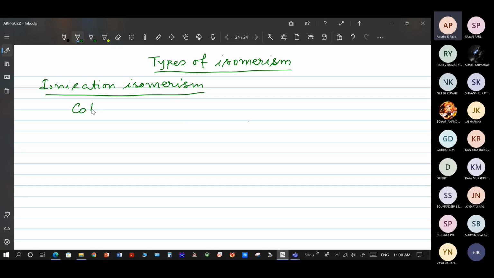So, cobalt, Br, then NH3 whole 5. We know how to write down the coordination complexes that we have already discussed. First you have to put the metal, and then the anionic donor ligand, and then the neutral ligand you have to put. And first the cationic part, and then the anionic part, obviously. So, this one. And then the other compound like the SO4, NH3 whole 5, and then the Br.